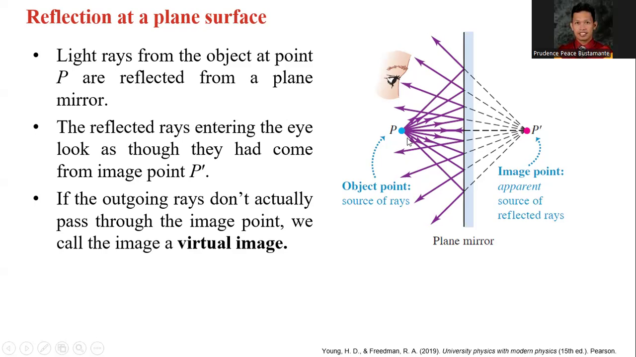This is an object, and this is a plane mirror. There is an image being formed here at point P'. Since the light rays do not actually pass through this image point, we call that image a virtual image. Later on we will see that in some cases light rays would actually pass through the image point, and we call that one a real image.